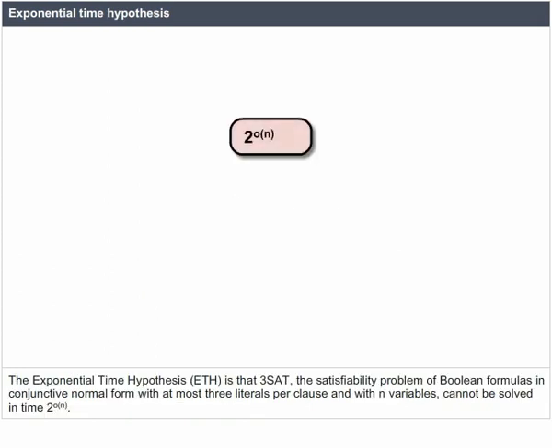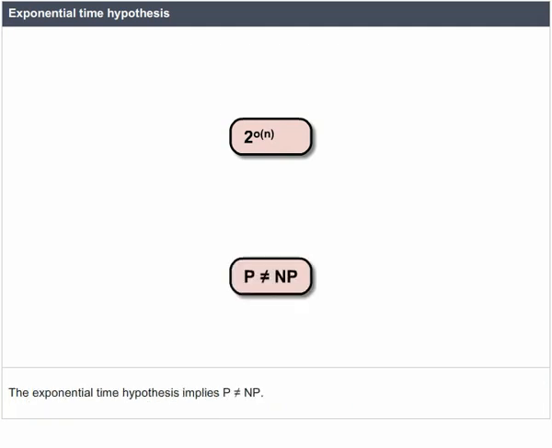Exponential time hypothesis. The exponential time hypothesis, ETH, is that 3-SAT, the satisfiability problem of Boolean formulas in conjunctive normal form with at most 3 literals per clause and with n variables, cannot be solved in time 2 to the power of o of n. The exponential time hypothesis implies P not equal to NP.